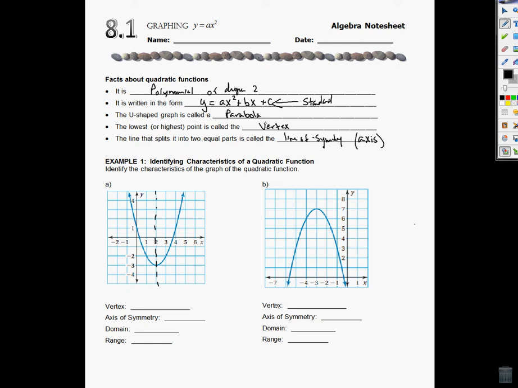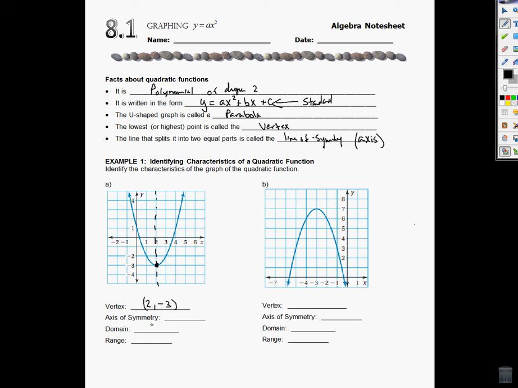Okay, so we have some new information, some new vocab words, and let's just mess around with those for a minute and make sure that we have a clear understanding of that. So if I look at example 1 here, part A, vertex. Up here we said that the vertex is the highest or lowest point. On this graph, it looks like it's going to be going on forever up here, but it does have a lowest point, and that lowest point is going to be right there, which would be at the point (2, -3).